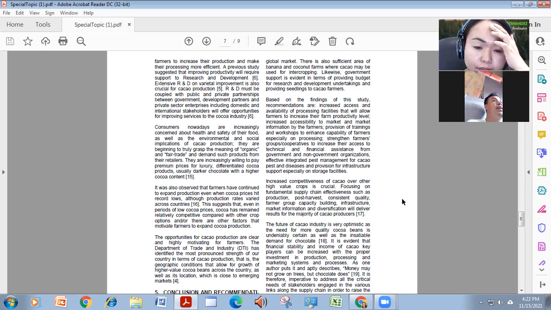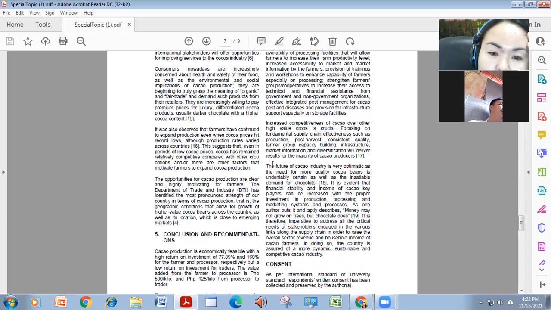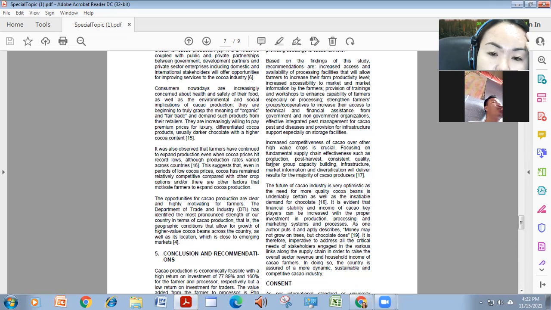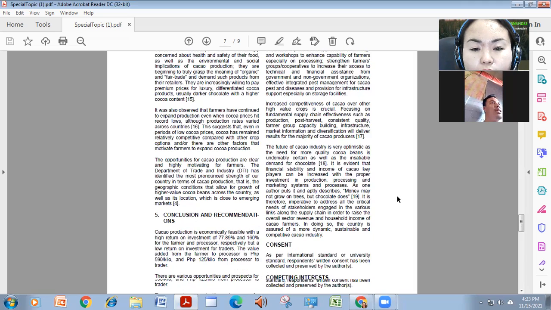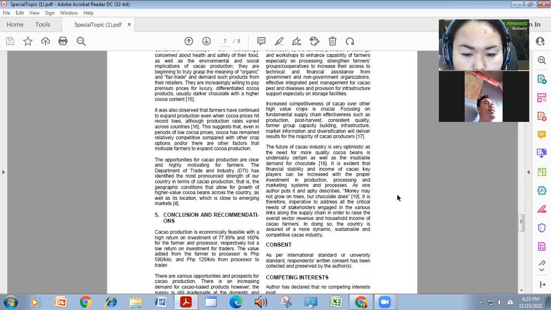Based on the findings of the study, the recommendations are to increase assistance on the availability of processing facilities that will allow farmers to increase their farm productivity level, increase accessibility to market information by the farmers, provision of training and workshops to enhance the capability of farmers, especially in processing, and strengthening farmers' group cooperatives to increase their access to technical and financial assistance from government and non-government organizations.